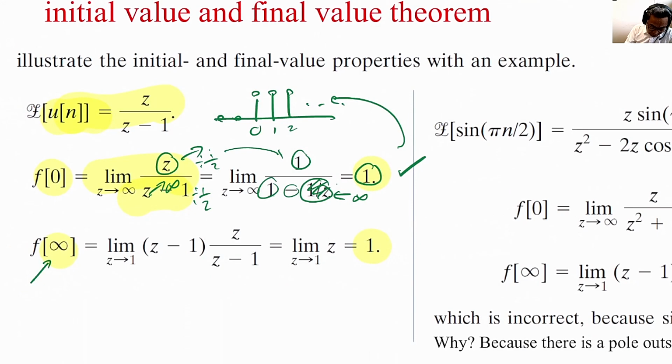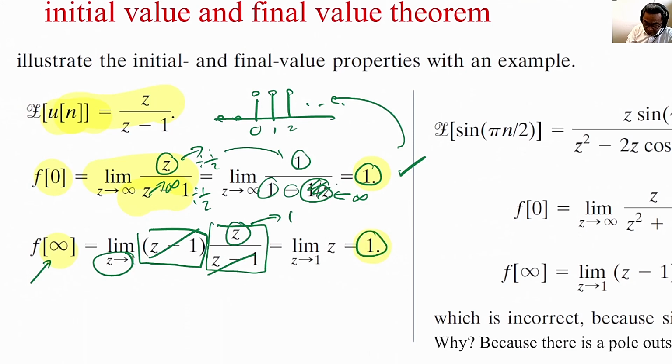What about f(infinity)? Well, we take z minus 1 multiplied by F(z) and let z equal 1. So what happened? You cancel z minus 1 and you're left with z. You set this to 1, so the answer is 1. So the initial and final value theorem works for this sequence.